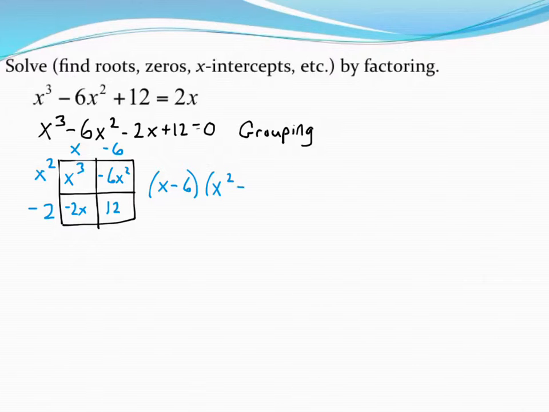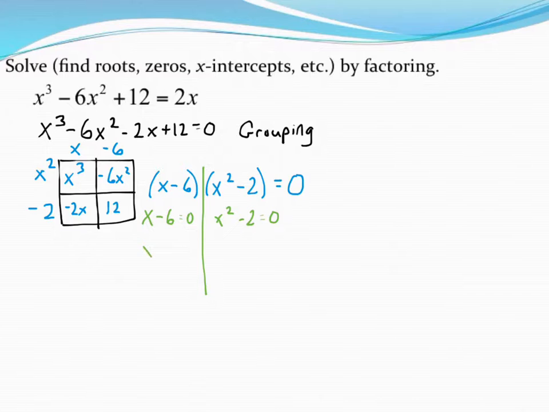Now you may want to try factoring that x squared minus 2 using difference of squares. It is a difference problem, however, 2 is not a perfect square, so that cannot be factored anymore. This is factored as far as it can be. However, factoring was not what they were asking us to do. They asked us to solve this one. So draw a line between your factors and put each factor equal to 0. So x minus 6 equals 0, and x squared minus 2 equals 0.